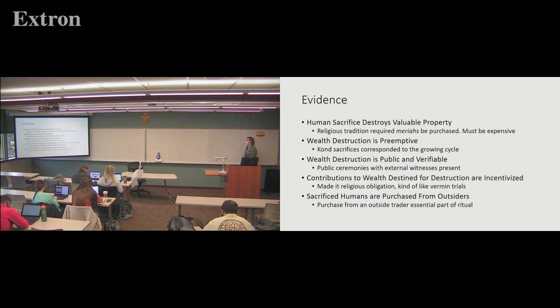Second, the wealth destruction has to be preemptive. So these Khan sacrifices corresponded to the growing cycle, and they were before the harvest. The key being, before the harvest, you didn't know exactly how much wealth you were going to have, so everyone committed to this ahead of time. So each community knew that all the other ones were destroying this extra wealth that they would have, so there's no reason to go attack them.